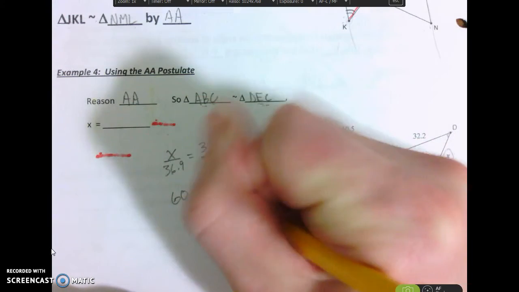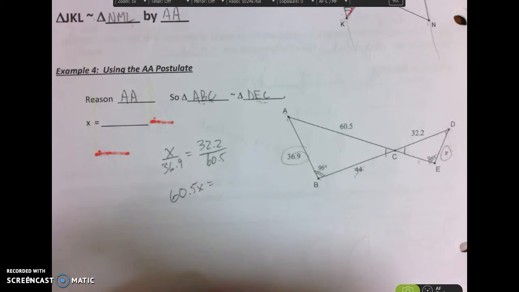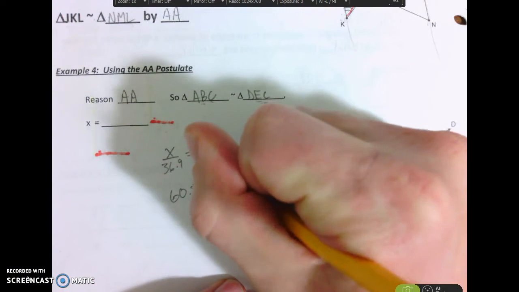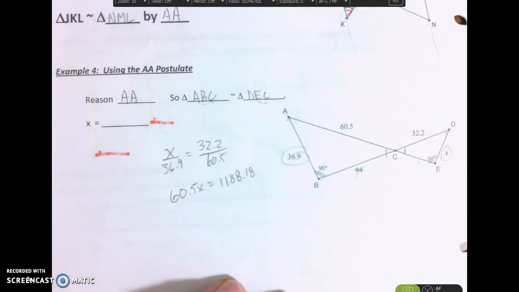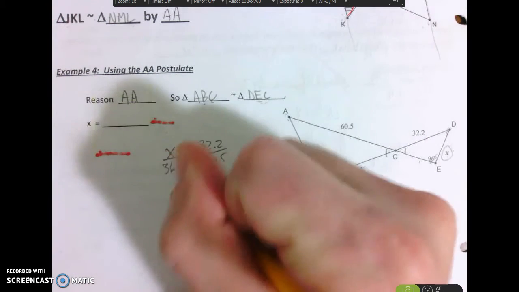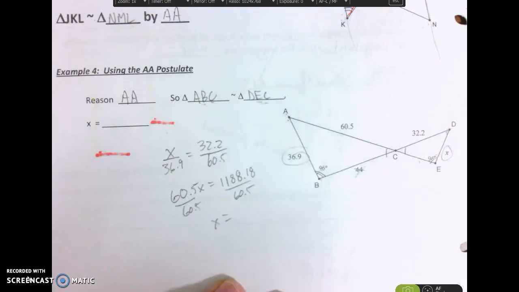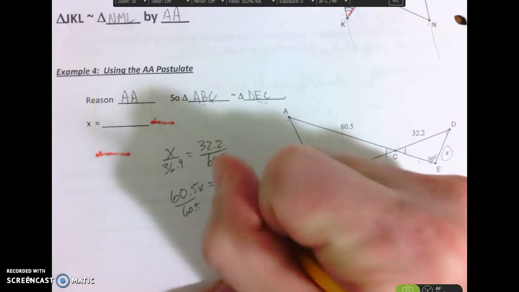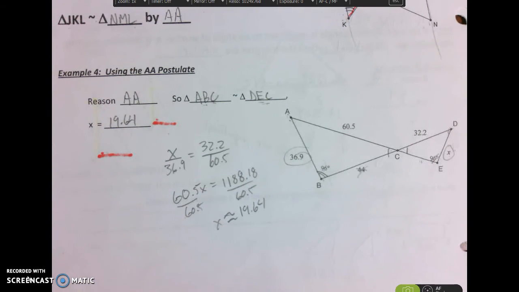60.5 times x equals 1188.18. Then divide both sides by 60.5. I get x equals about 19.64. So this x is 19.64. That's it.